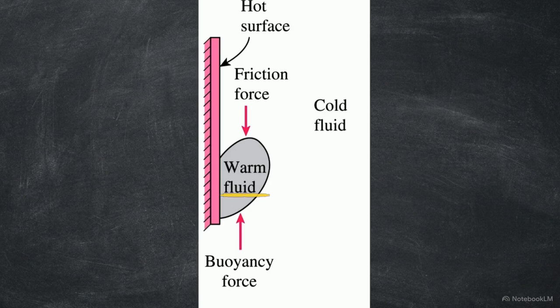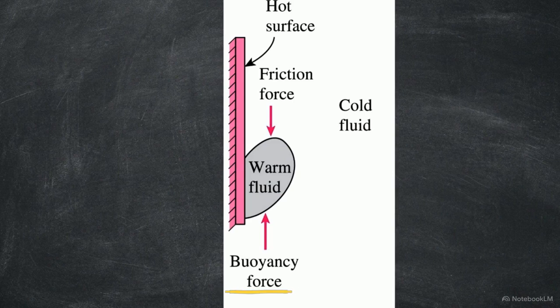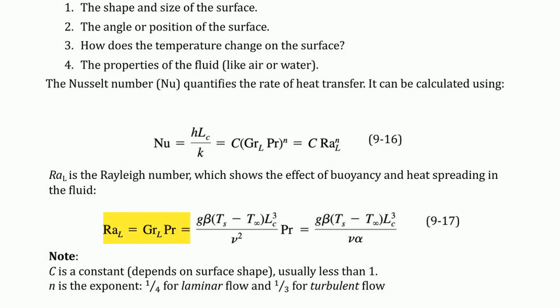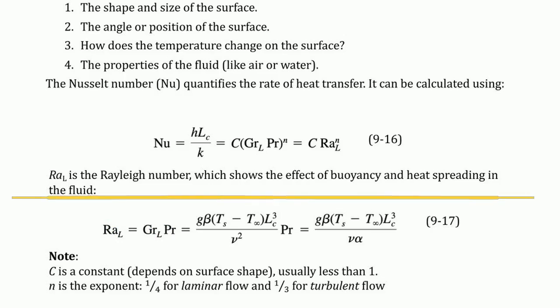This diagram of a warm fluid pocket illustrates the physical battle happening near the surface. The Grashof number compares the upward buoyancy force against the downward viscous friction slowing it down. We take that Grashof number and multiply it by the Prandtl number to get the Rayleigh number, shown in this equation here. The Rayleigh number represents the overall strength of the buoyancy and heat spreading effect in the fluid.